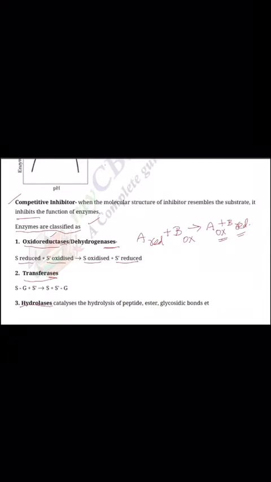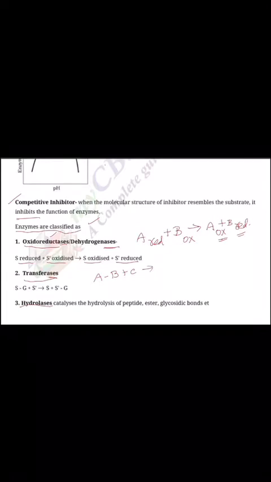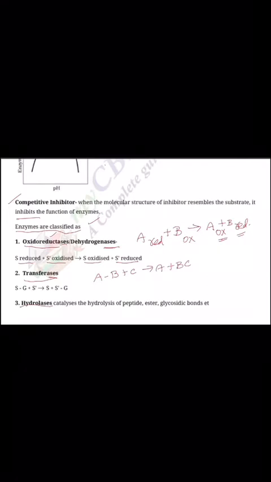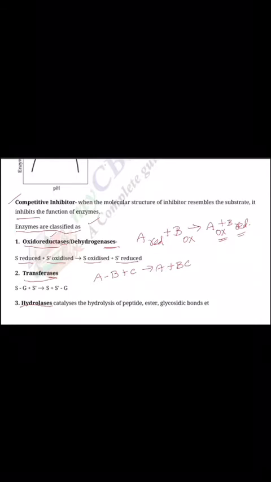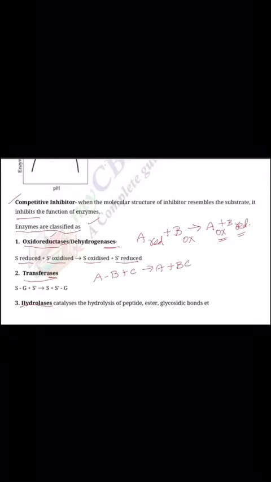And then we come to the second one, transferases. In transferases, we can write the reaction in this form: A minus B plus C giving rise to the products A plus BC. So here it catalyzes the transfer or exchange of certain groups among the substrates. So there is exchange of groups.